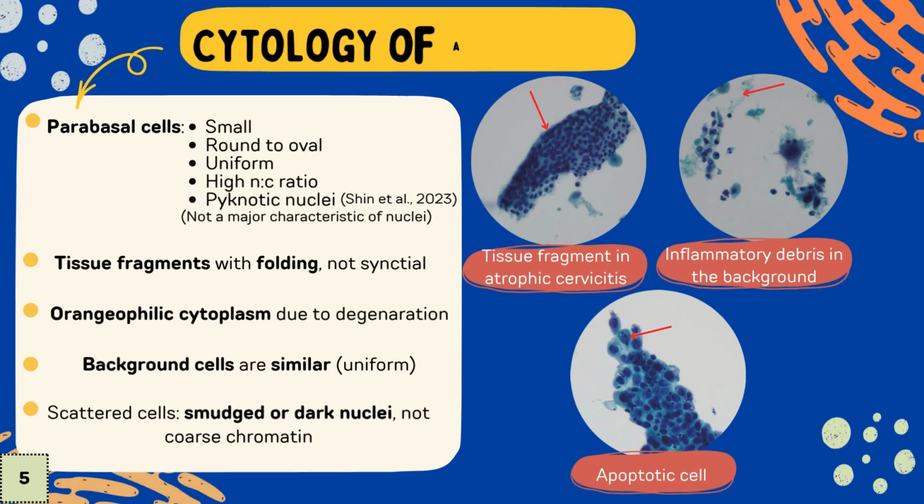Now, let's look at the microscopic cytology features of atrophy. The smear typically shows parabasal cells, small, round to oval, uniform, with high NC ratio and pyknotic nuclei. These cells form tissue fragments that show folding at the edge, and if we are not careful, they might be mistaken for a syncytial group seen in HSIL, which is a cluster of cells with no clear border, where the nuclei are crowded and overlap.